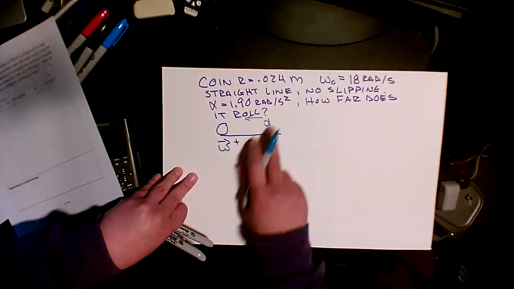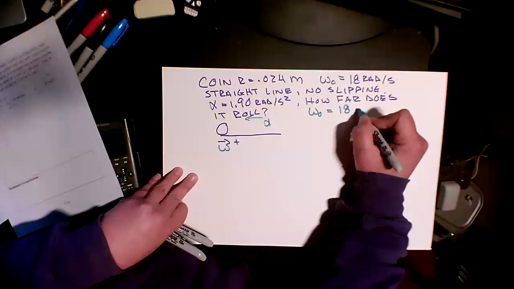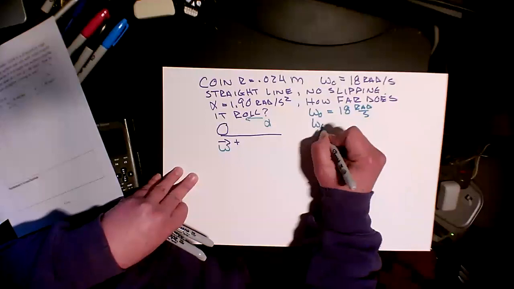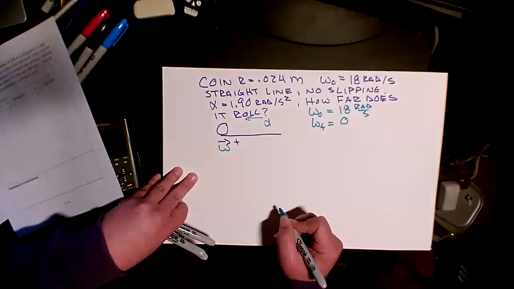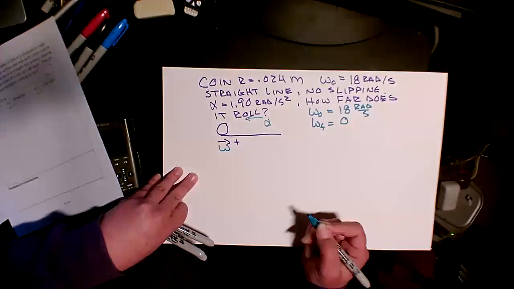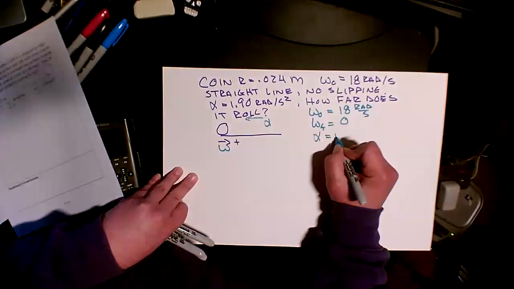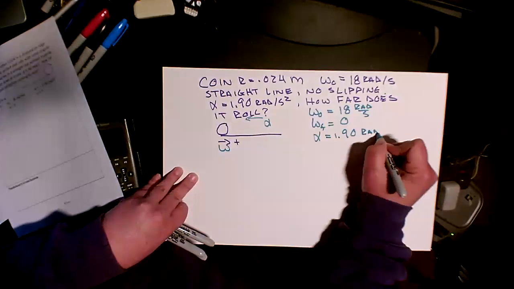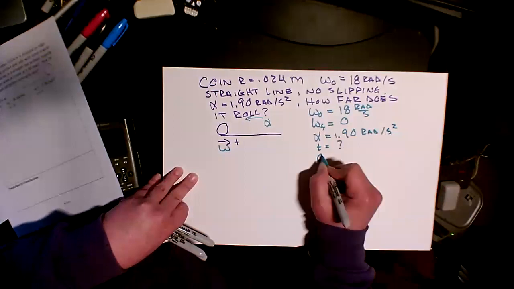So I have an omega naught, which is my 18 radians per second. And I have an omega final. So how far does it roll? The translation of that is when it stops, and it says in there before coming to rest. So our omega final is 0. And our alpha is 1.9 radians per second squared. So I don't know time, and I don't know theta.